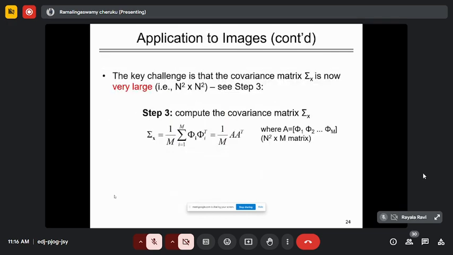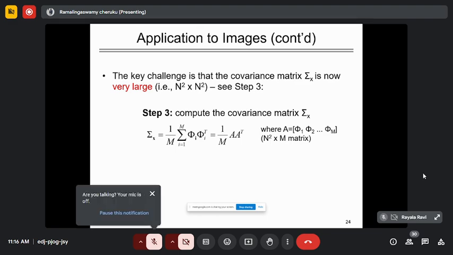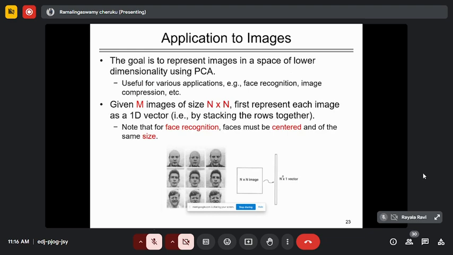The key challenge is that the covariance matrix sigma is now very large, because if you want to compute the sigma x, it is a 1D vector of n square, which is the features. Now, how many features are there here? N square features. So what is the dimension? It is n square cross n square. The dimensions of this matrix is n square, because every feature with every other feature you have to find the covariance.